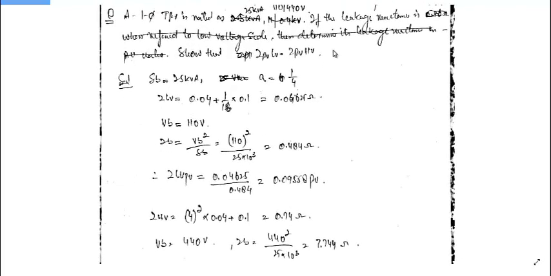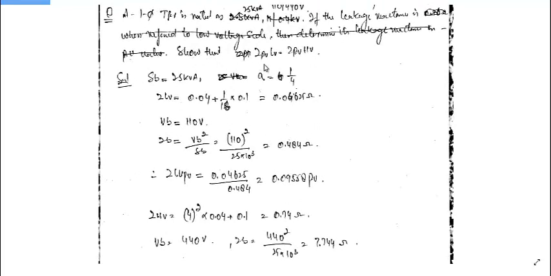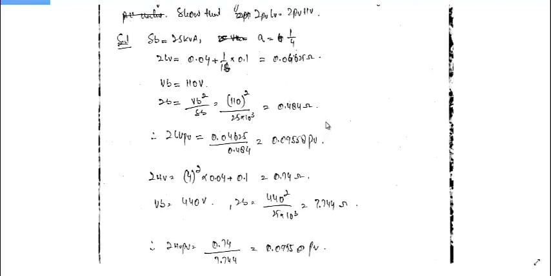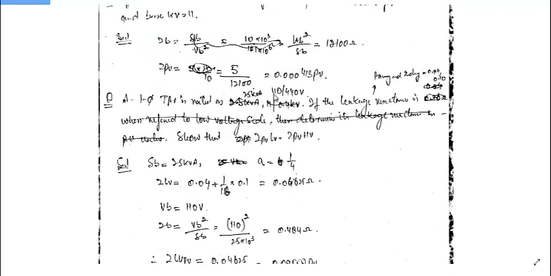We need to show here that ZPU referred to low voltage is equal to ZPU referred to high voltage. That means we need to calculate two per unit values of Z, referred to primary and referred to secondary, and we have to show that these are equal. Here you can see A with respect to the primary is 110 by 440, that is equal to 1 by 4. A is equal to 4.